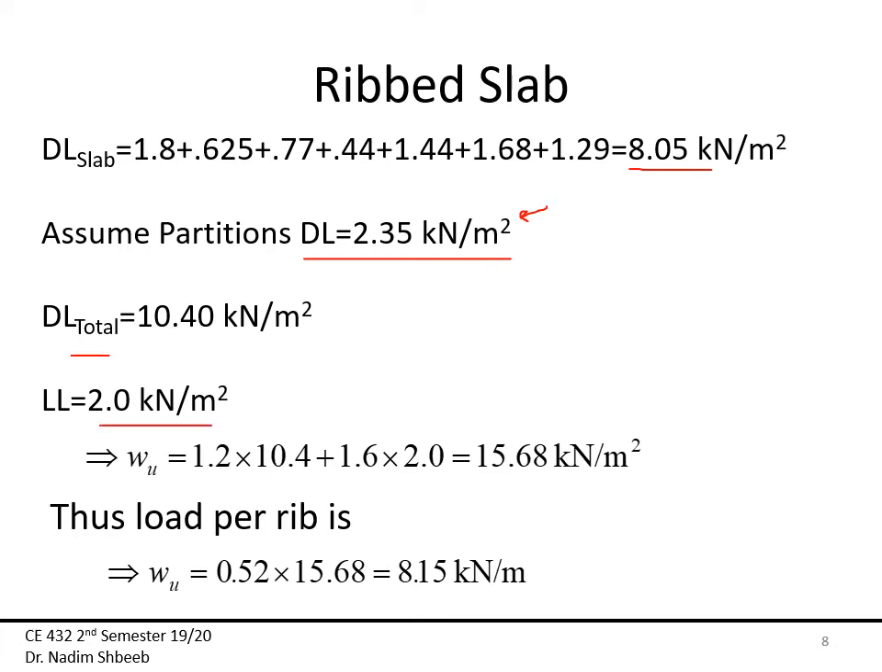Here I'm just making an assumption for live load. So my total ultimate load is going to be 1.2 times the dead load plus 1.6 times the live load, and that's going to be 15.68 kilonewton per meter square. Thus the total load per rib is about 8.15 kilonewton per meter.